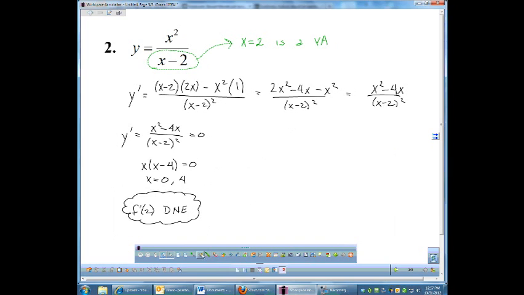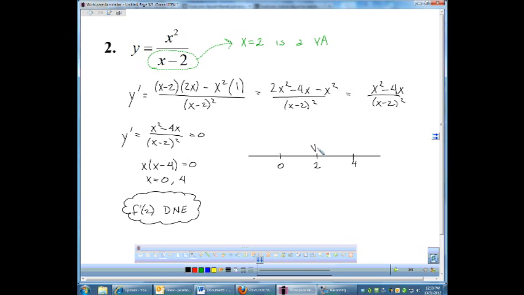So by name, it's not a critical number, but the weird part is, when you do your number line, you're definitely going to put your critical numbers, which are 0 and 4. I'm also going to put 2. Even though we don't call it a critical number, it's still a special value. It's something we need to think about. And I'm going to make a little note to myself that 2 is a vertical asymptote. 0 and 4, if I plug those into my derivative, I get 0. So I have my critical numbers of 0 and 4. My vertical asymptote is still part of my number line. It's something we need to consider.